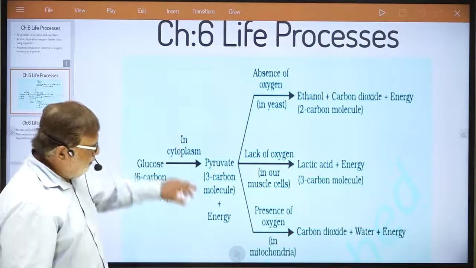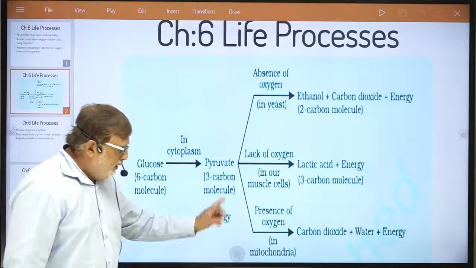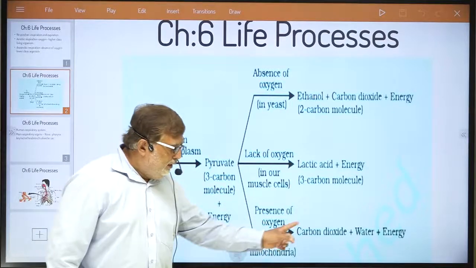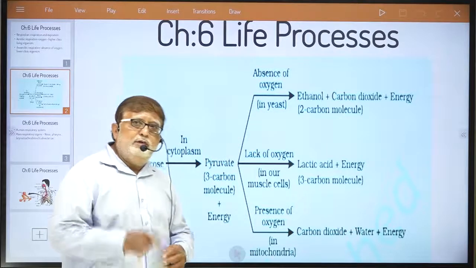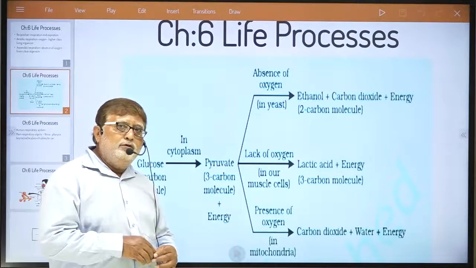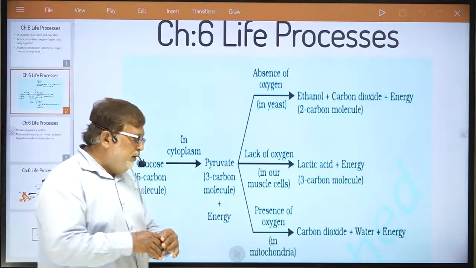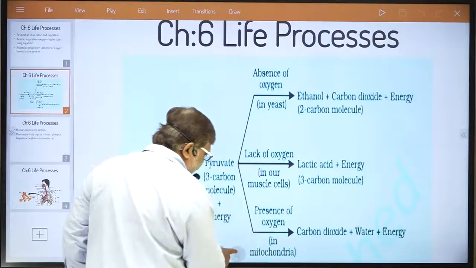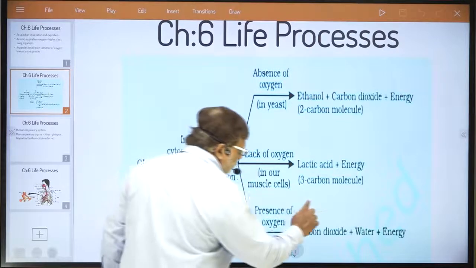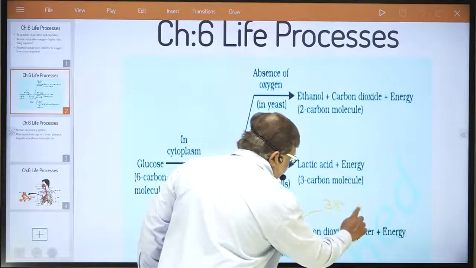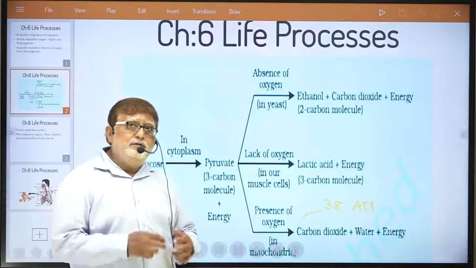In our body, dear student, most of the respiration process takes place in mitochondria, you all know. In the presence of oxygen, glucose is converted into carbon dioxide and water, and lots of energy is released by oxidation of one glucose molecule. Almost 38 ATP energy is released in our body. Just try to understand this very important word. Almost by complete combustion of one glucose molecule, 38 ATP energy is released in our cell.